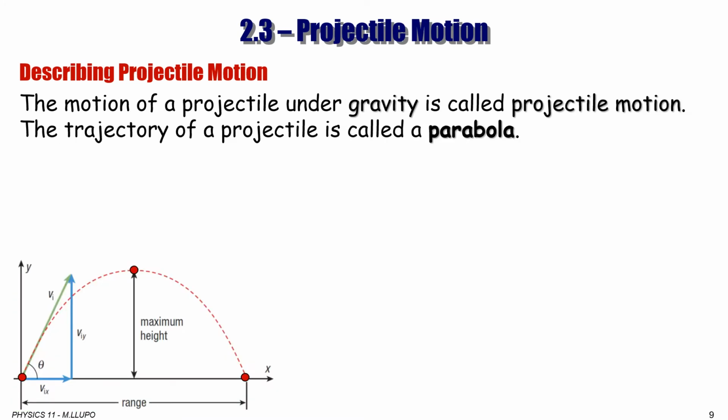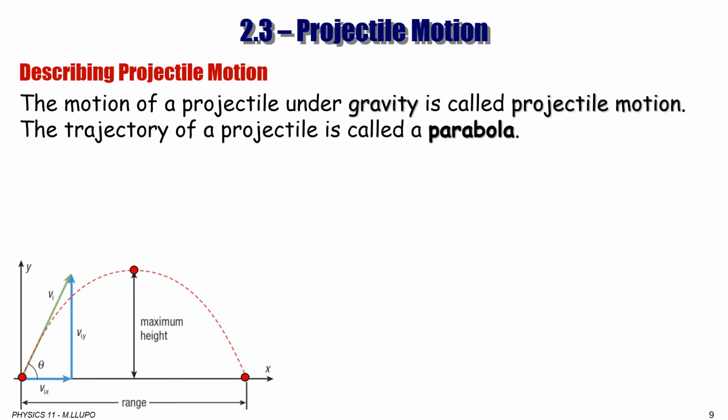The motion of the projectile under gravity is called projectile motion. The trajectory of the projectile is called a parabola, and a parabola is a graph. Position, position, graph. Not position, time, graph. Position horizontally and position vertically.